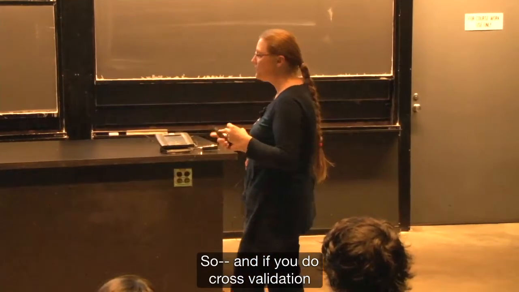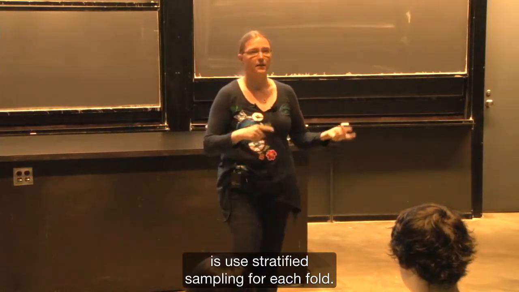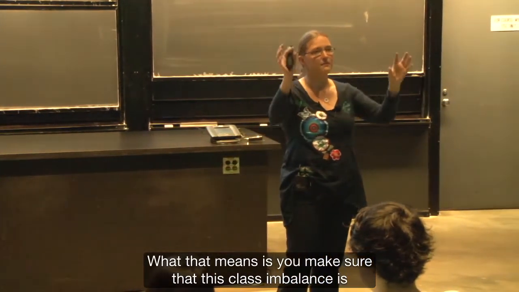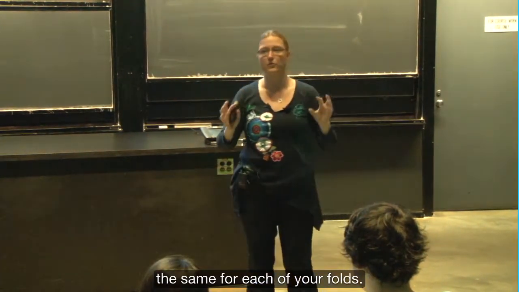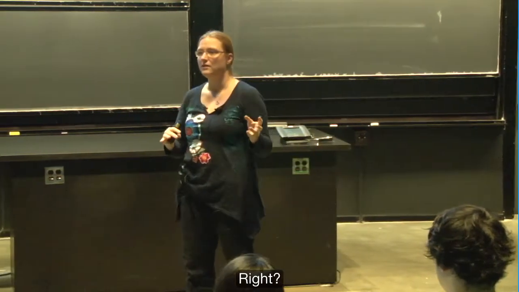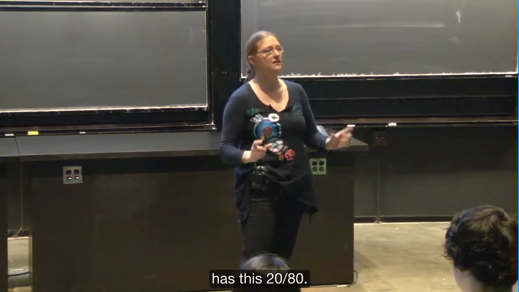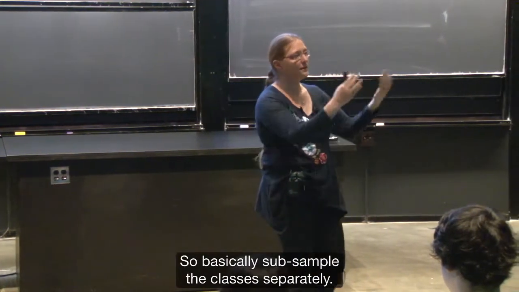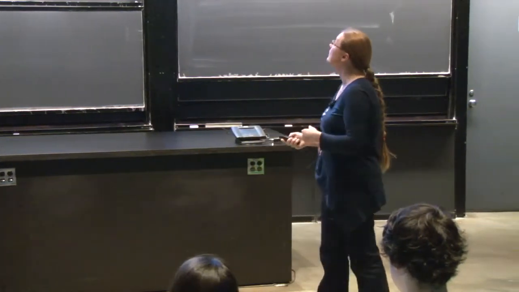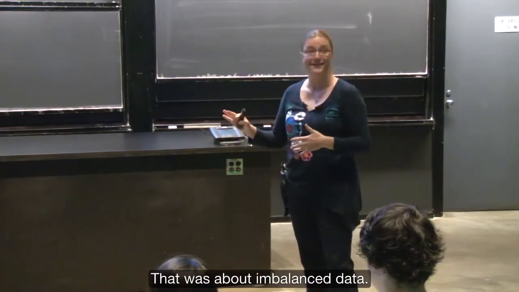If you do cross-validation with imbalanced data, one thing you can do is use stratified sampling for each fold. What that means is you make sure that this class imbalance is the same for each of your folds. You do not just randomly partition, right? Instead, if it's 20/80, you make sure that each of your folds has this 20/80. So basically, subsample the classes separately. Okay, that was it about imbalanced data.